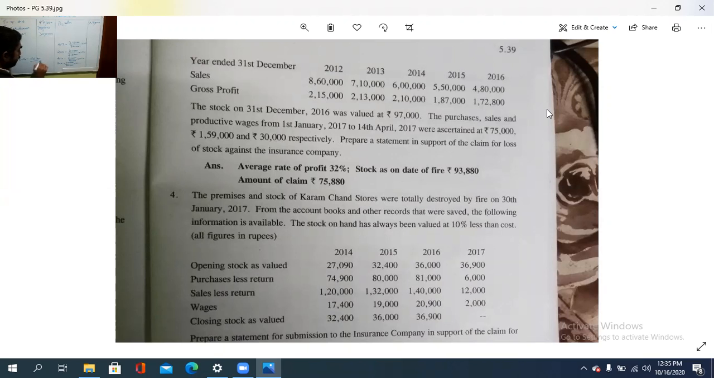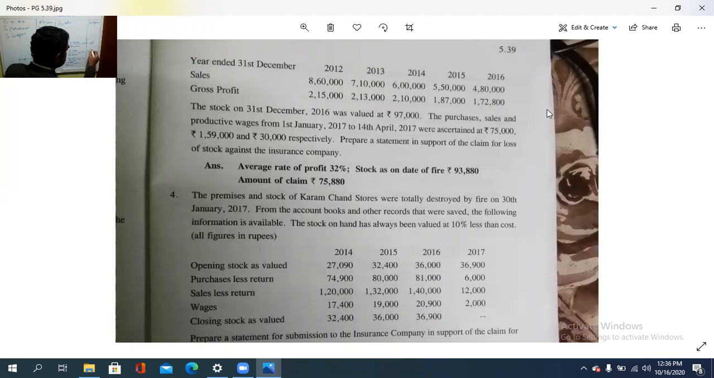1,72,800 divided by 4,80,000 into 100. So in this way, we need to calculate the gross profit ratio for each and every year. Gross profit is given, the ratio we need to calculate. So 2,15,000 divided by 8,60,000 into 100, it is 25%. First year it is 25%.